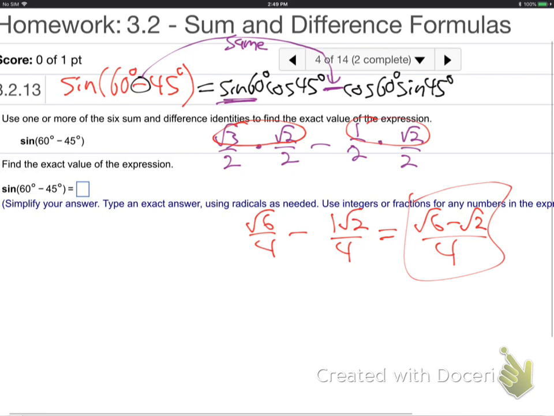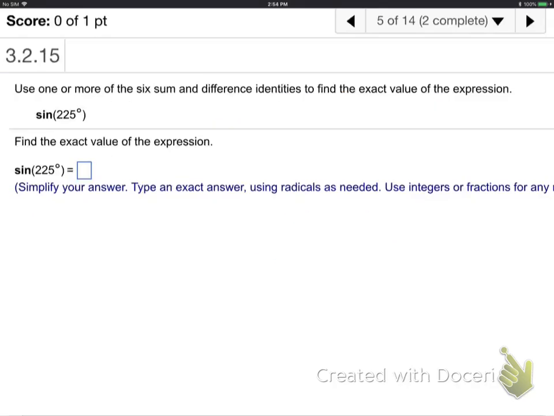Good? Questions I can answer on that? Yeah, so that is the sine of 15. We have a special value now for sine of 15. Is there a shortcut now? No, not yet, not that I know of. So that's the shortcut.